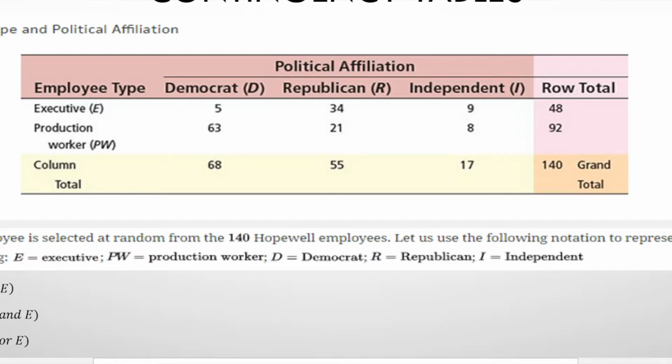And probabilities are also really easy to find on one of these tables. So if I wanted to say Democrat and a production worker, I look where those two intersect. So production worker, Democrat. There would be 63 that are both a production worker and a Democrat. If I wanted to do executive and independent, I would take executive, go over to independent. That's their intersection. So where they overlap, that is the and probability.